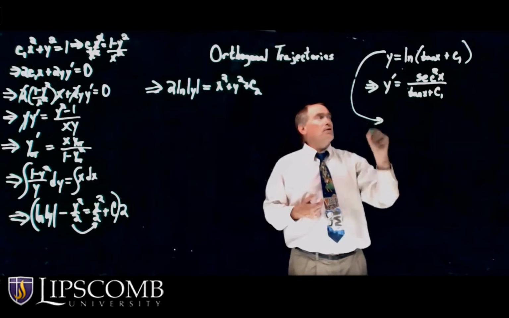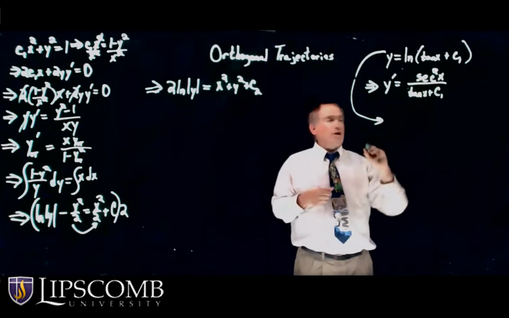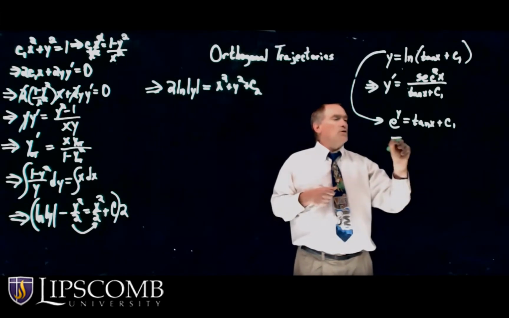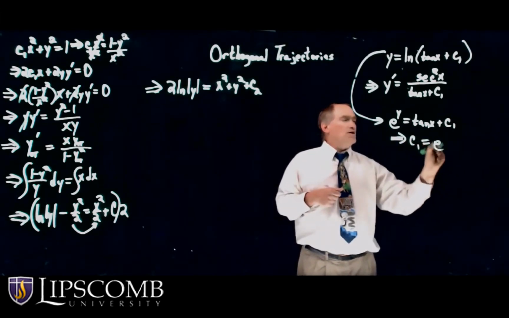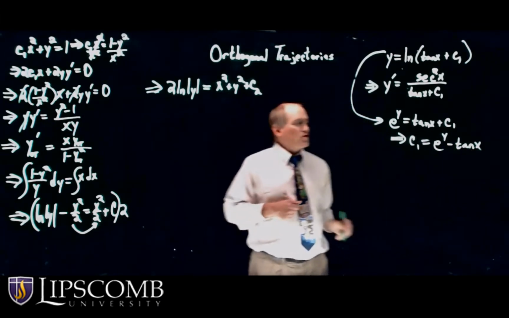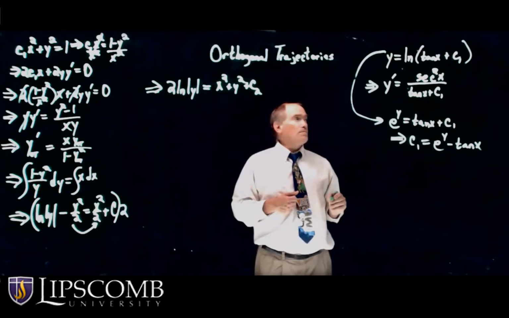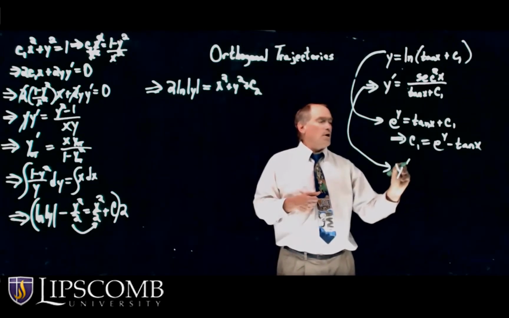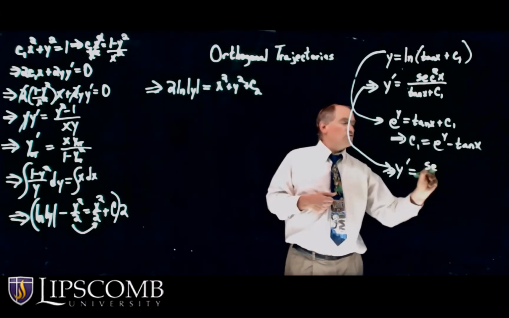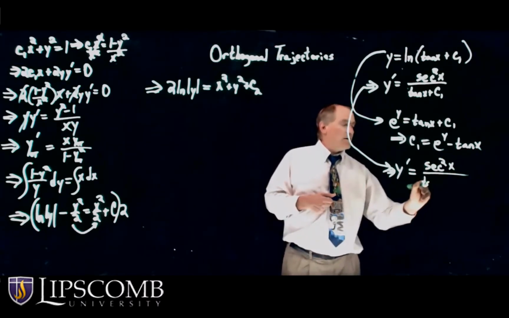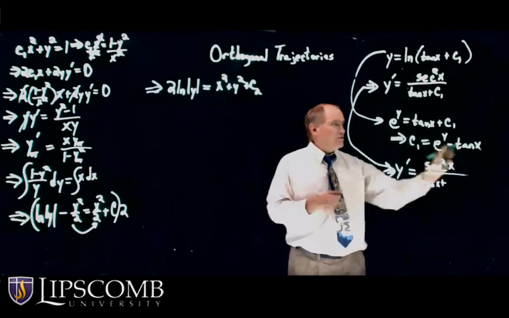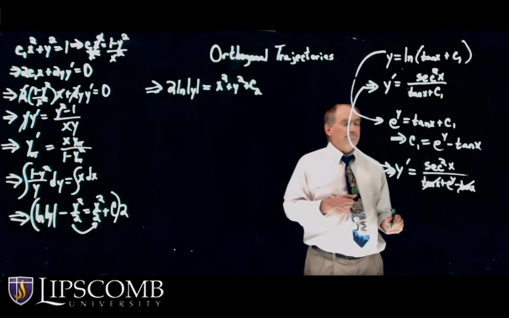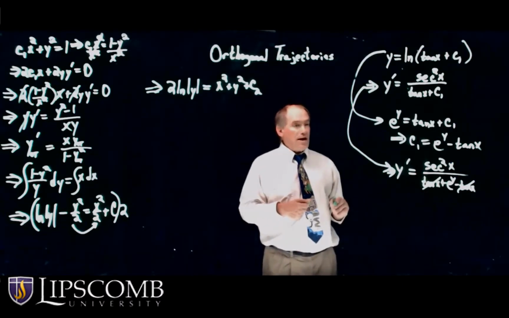So I'm going to come down here and I'm going to use the definition of the natural log. So this is e to the y equals tangent of x plus c1. So therefore c1 equals e to the y minus tangent of x. That just comes from the definition of the natural log. So I'm going to plug it in here. So y prime equals secant squared x over tangent x plus, plug in c1, e to the y minus tangent x. So the tangent x cancel. So I have secant squared x over e to the y.